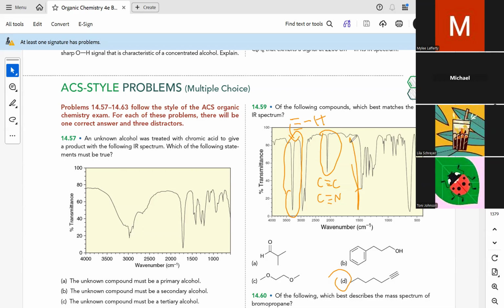One, I don't have a carbonyl in the 1700s. If I had a CO stretch like these ethers, I would see something around 1050 here. And I definitely do not see an OH stretch of an alcohol. That's that very recognizable stretch over in the 3000s. So I don't have that either. Hopefully some of these spectral signals are coming back to you.